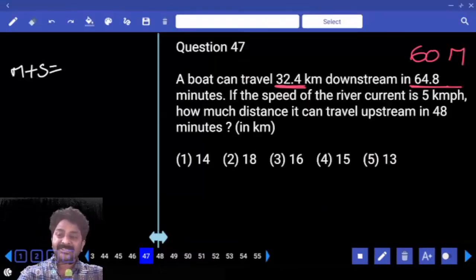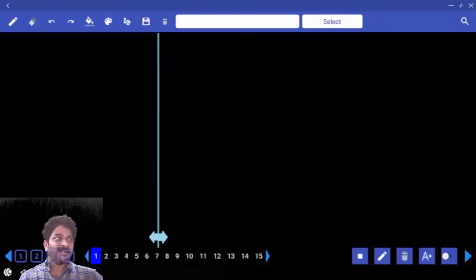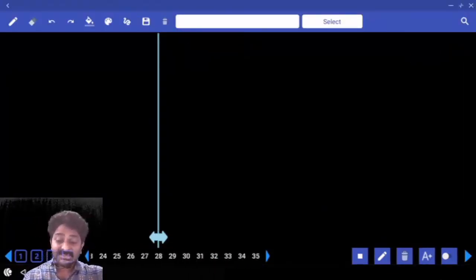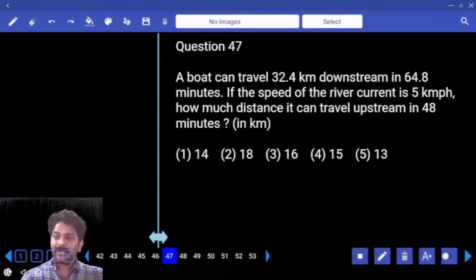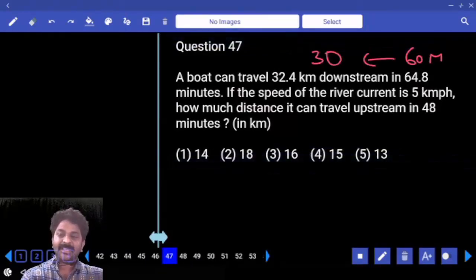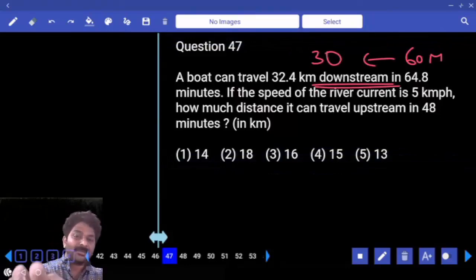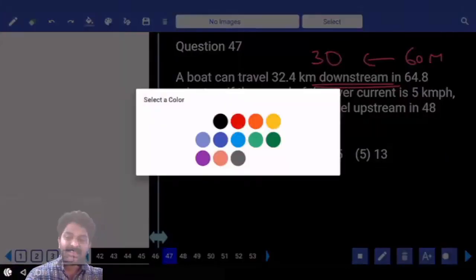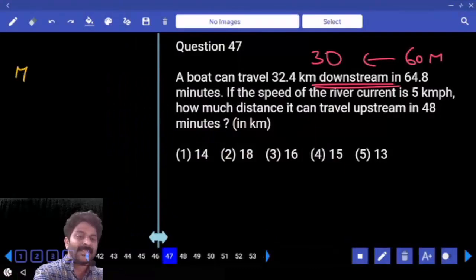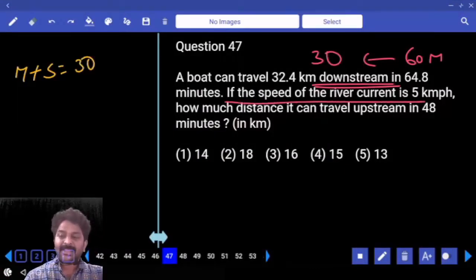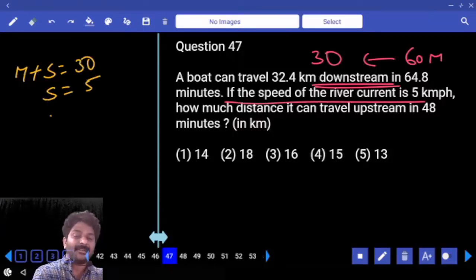Half. So in 60 minutes, how much distance can be covered? 30. Exactly. So in 60 minutes, distance covered is going to be 30. In downstream, speed is M plus S, which is equal to 30 km per hour. The speed of the river current is 5 km per hour, so S is equal to 5. From this, M is equal to 25.